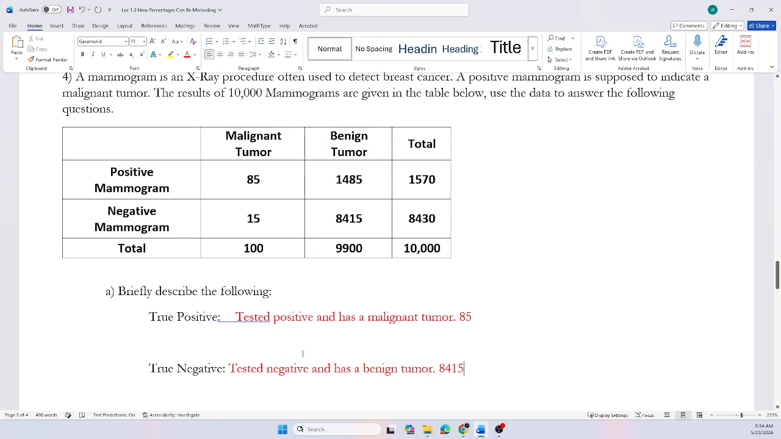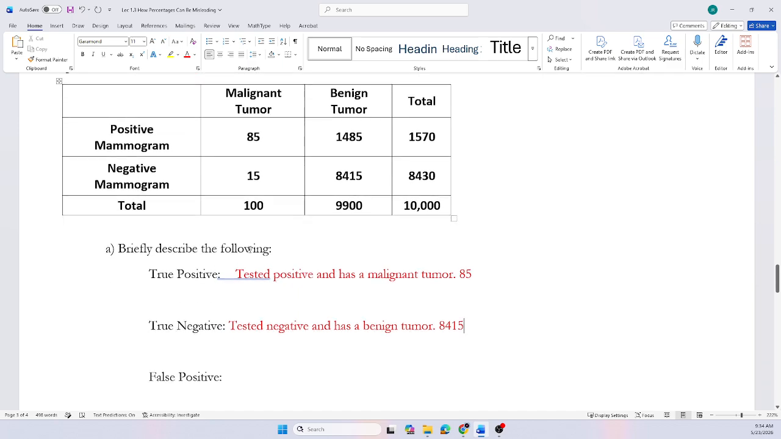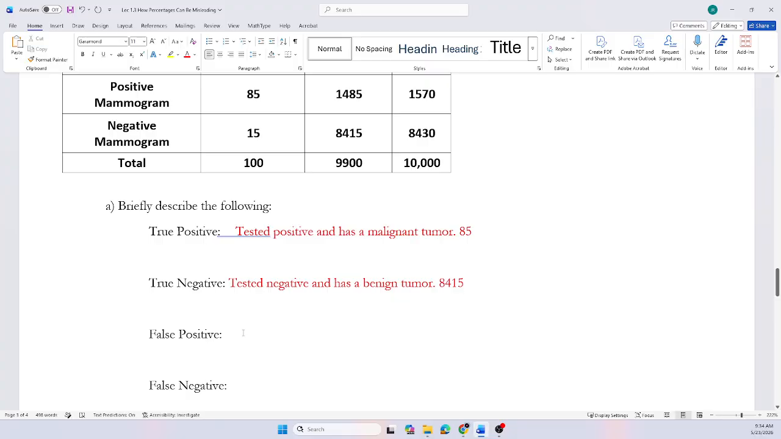Now, in a perfect world, you would only have true positives and true negatives, right? In a perfect world, all the test results would be correct. But unfortunately, it's not perfect, right? Sometimes the test is wrong. Sometimes the diagnostic is incorrect. So you can have a situation with a false positive.